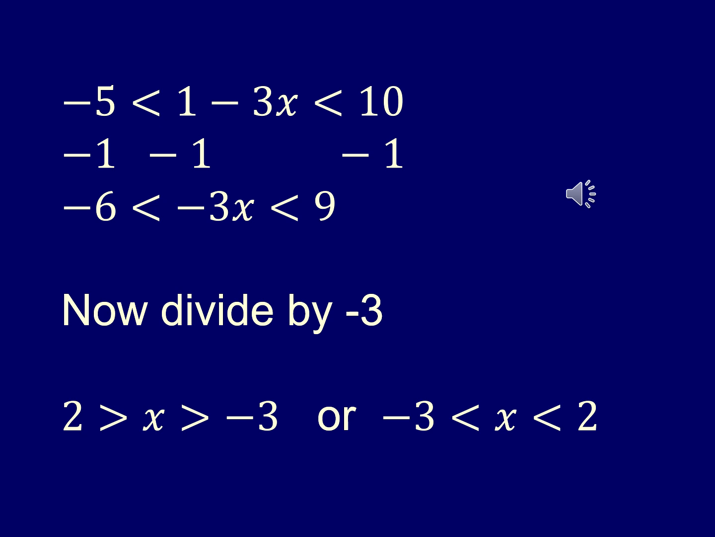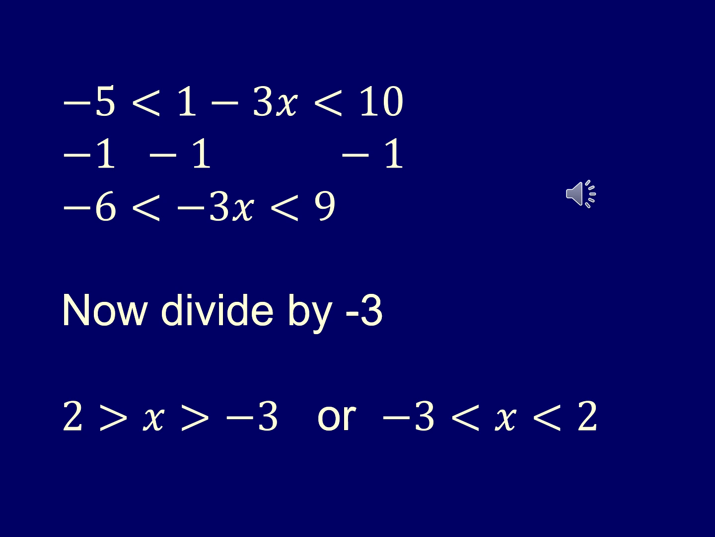And the way that you do that is you get the x by itself in the middle. And so I started off by subtracting 1 from all 3 parts of this inequality. Doing that, I got -6 is less than -3x, which is less than 9. To get x by itself, I've got to divide by -3. And I've also got to remember that when you divide inequalities by a negative, you got to switch the direction the thing points. And that's why I get 2 is greater than x, which is greater than -3.